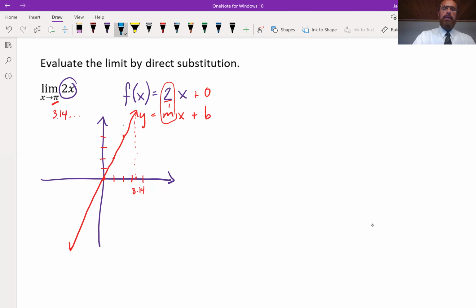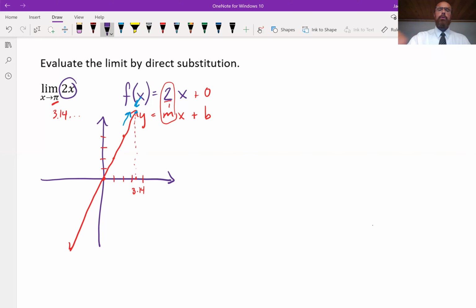And again, what we're saying is what y value am I approaching as x gets close to pi from the left and from the right. So conceptually, the graph helps us visualize what the limit is asking. It's saying what's happening to the y values as x is getting close to, in this case, pi from the left and from the right. Well, that gives us a conceptual idea of what's happening. Here, let's investigate our first real direct substitution.